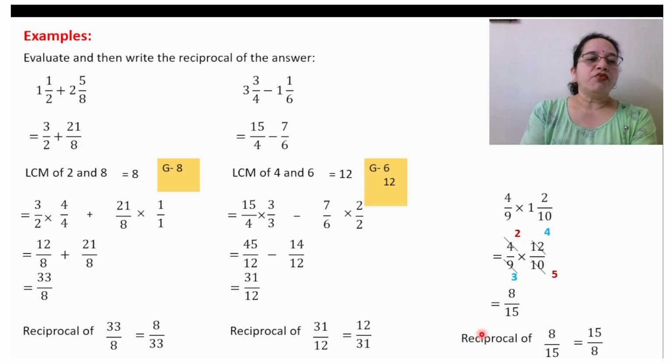So I have taken one example from addition, one from subtraction, one from multiplication. So you can see what is the difference in addition, subtraction and multiplication. In addition and subtraction we always take LCM, and in multiplication we convert into simplest form.